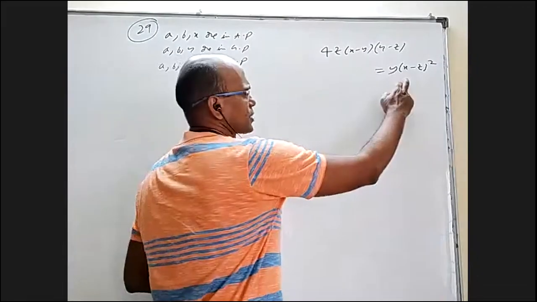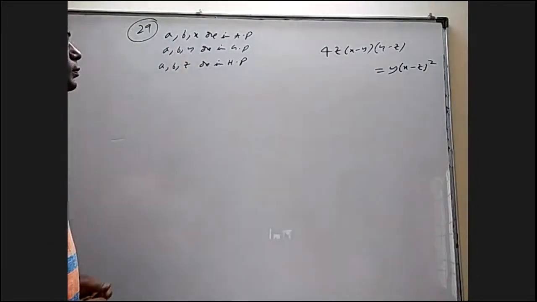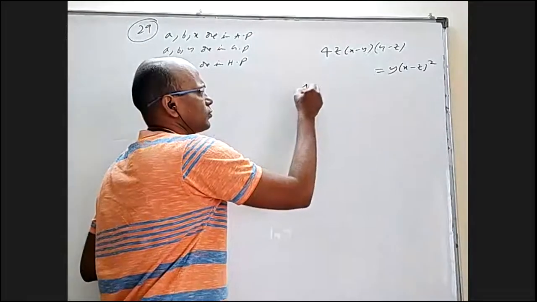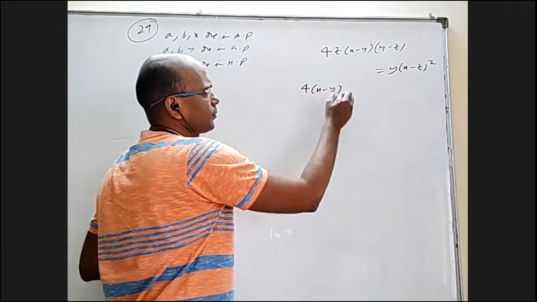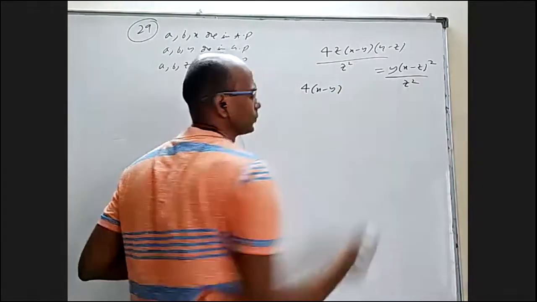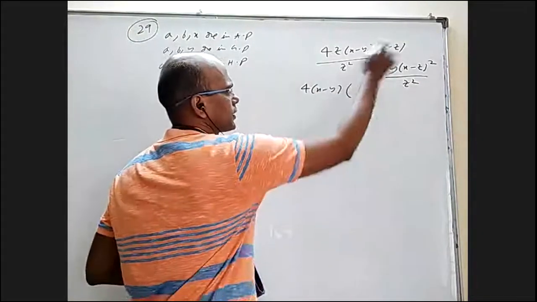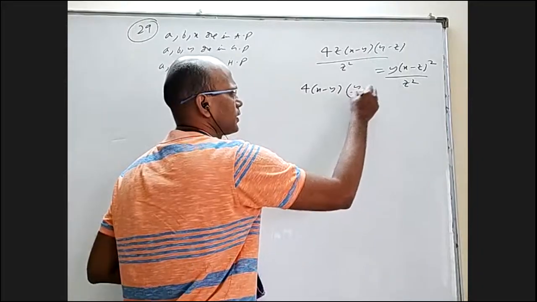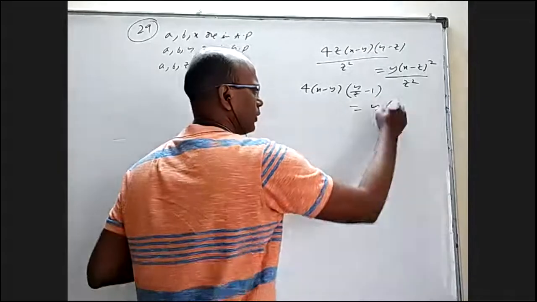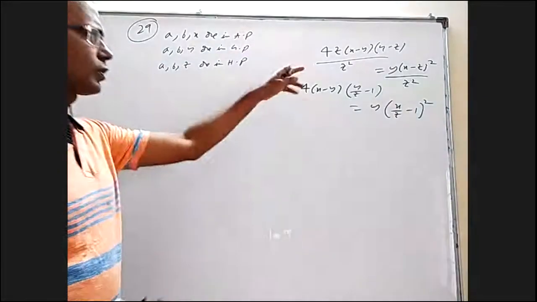I want to divide by Z square on both sides, so that at least 1 by Z I can substitute. When I divide with Z square, I'll get 4 into (X by Z minus Y by Z) on the left. Then that Z square will divide here, I will get Y by Z minus 1. And here, Y into (X by Z minus 1) whole square. Instead of proving this, I can prove this.